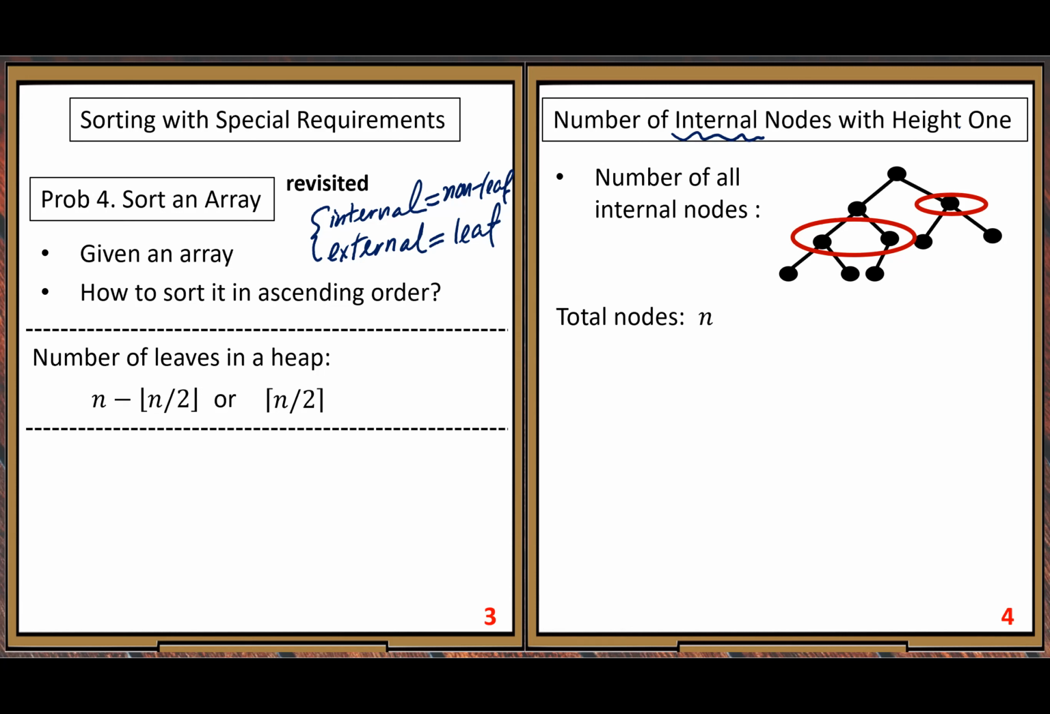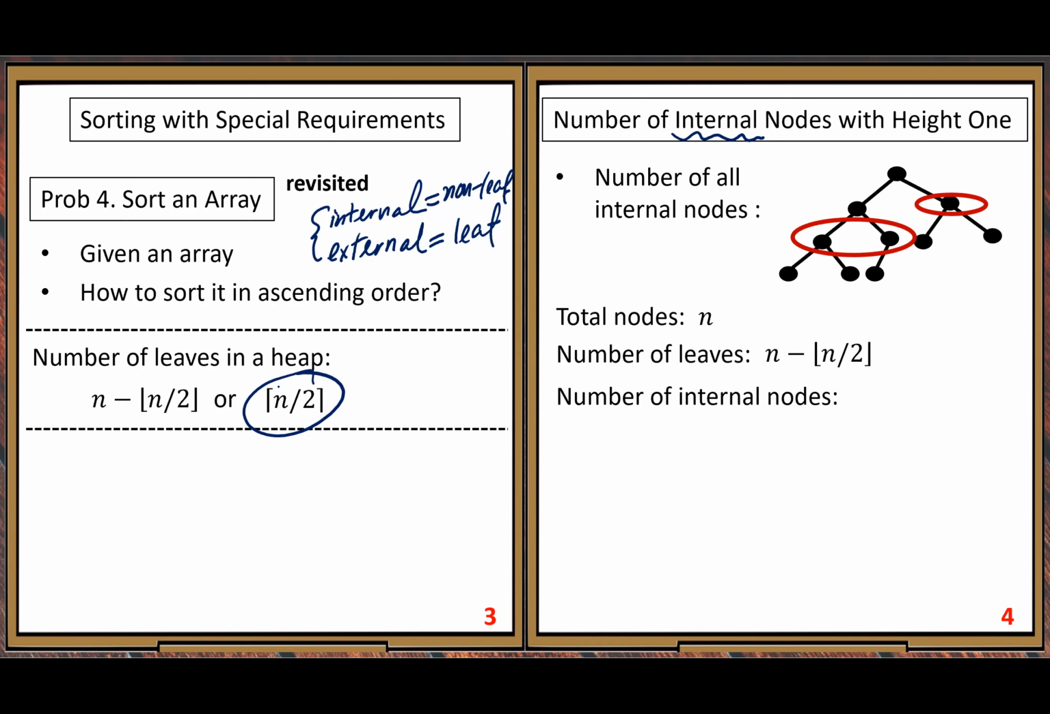Total nodes n. N equals the number of leaf nodes plus the number of internal nodes, right? But we know the number of leaves, this number. Although we can use the simpler expression, ceiling function of n over 2, but that's not important. We can use either one.